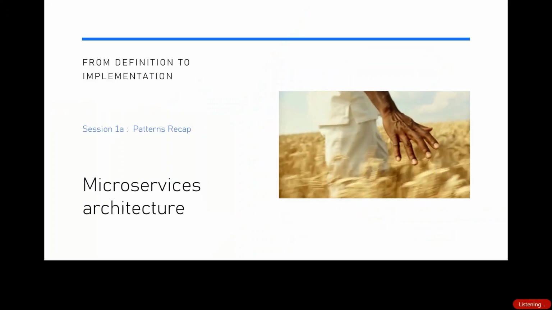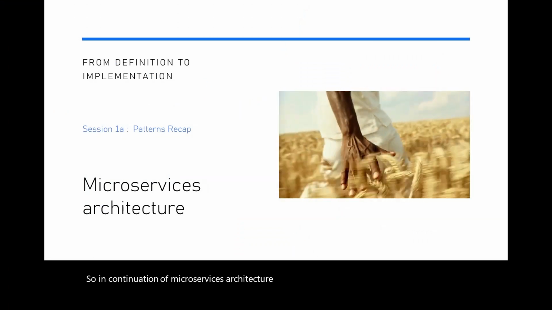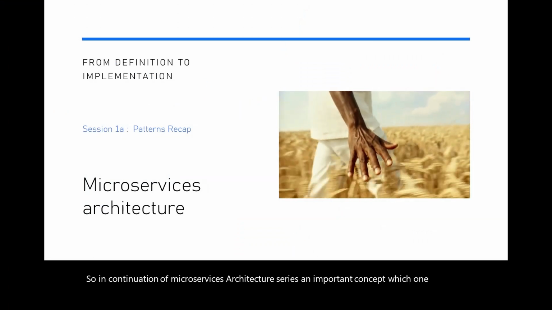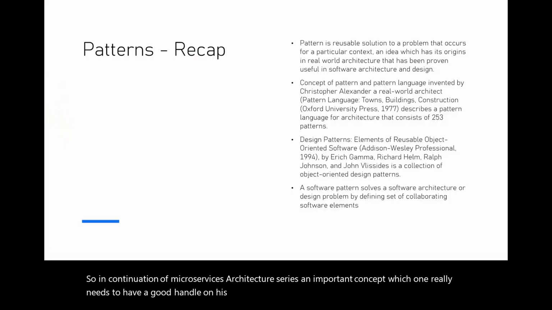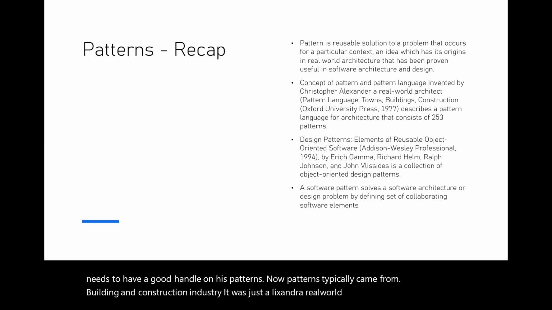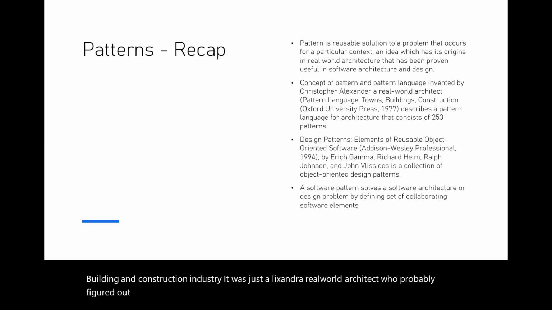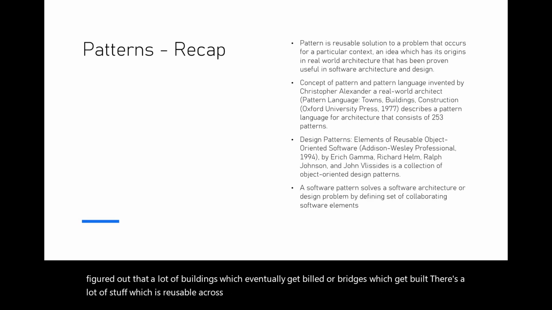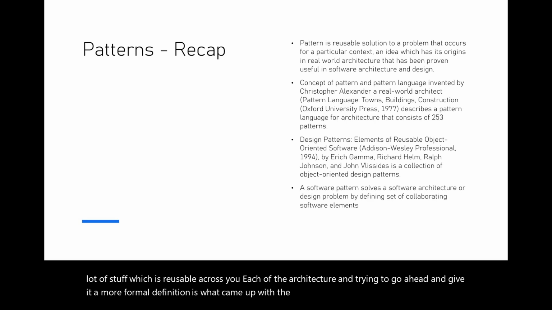So, in continuation of the microservices architecture series, an important concept which one really needs to have a good handle on is patterns. Now, patterns typically came from the building and construction industry. It was Christopher Alexander, a real-world architect, who probably figured out that a lot of buildings or bridges which eventually get built have a lot of stuff which is reusable across each of the architectures, and trying to give it a more formal definition is what came up with the pattern idea, the concept of a pattern and pattern language.